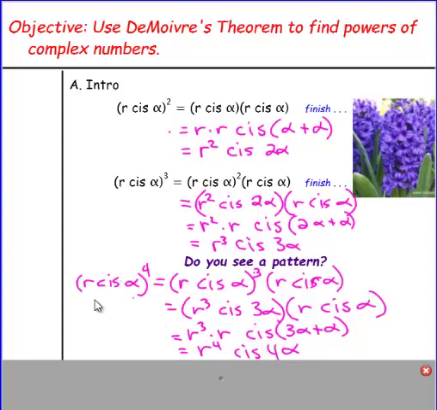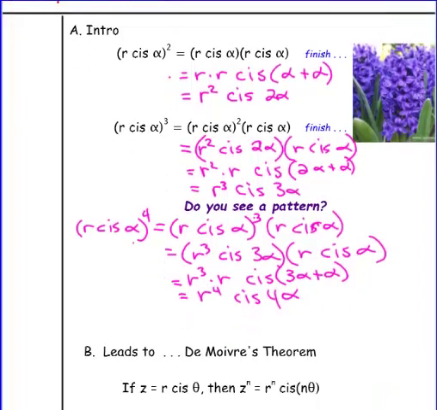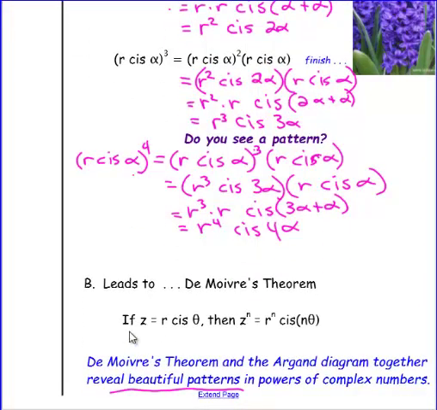So anytime you are raising a polar form number to a power, you would take your coefficient, raise the coefficient to that power, and then you're going to multiply the angle measurement by that power. So it's 4 times alpha and r raised to the fourth power. So the general rule is this: if z is equal to r cis theta, you can use a theta or an alpha, then z to the n power is r to the n power cis n times theta. So that is our de Moivre's theorem.